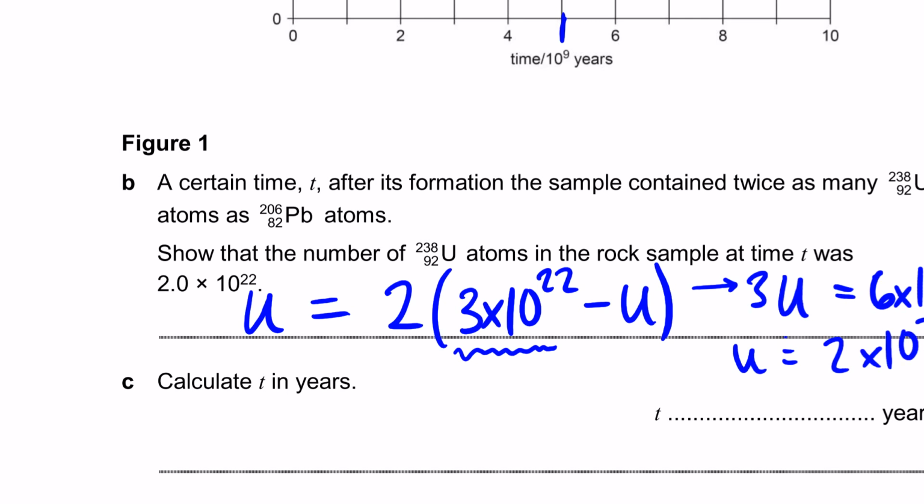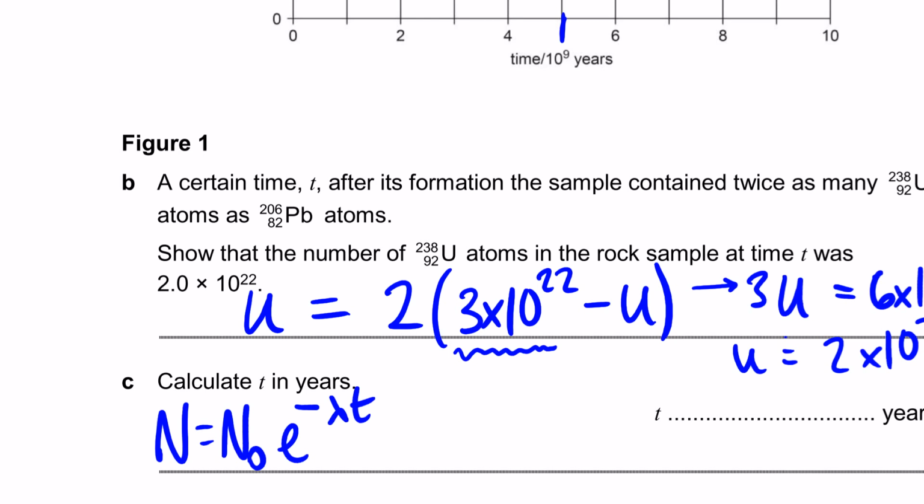So that says calculate T in years. This is going to be using from our formula sheet the exponential equation, if you will. So we're going to be using N equals N naught e to the minus lambda T. Where in this case N is going to be 2 times 10 to the 22. N naught is going to be 3 times 10 to the 22. So that's our original amount.